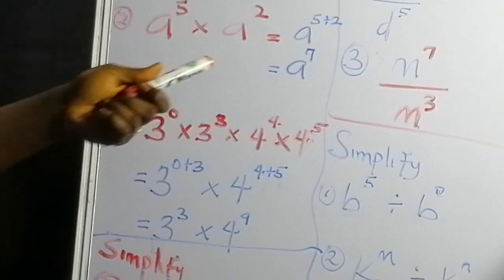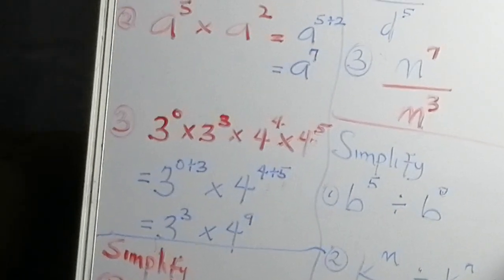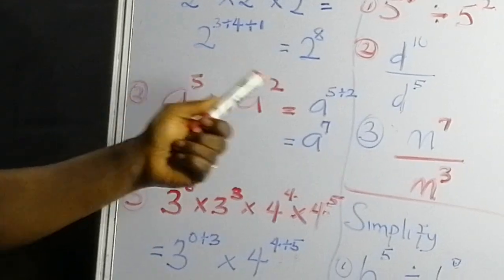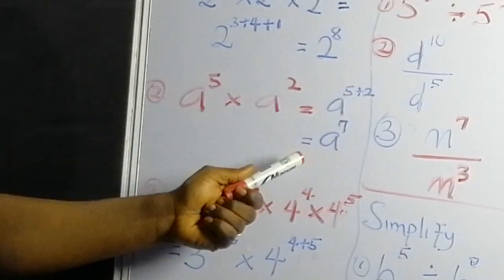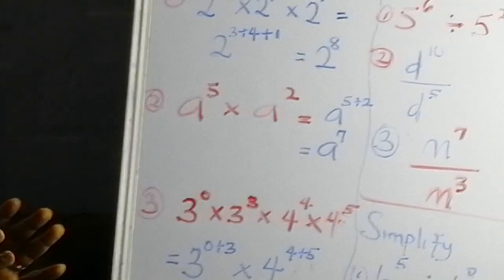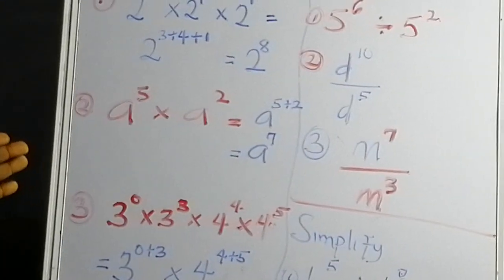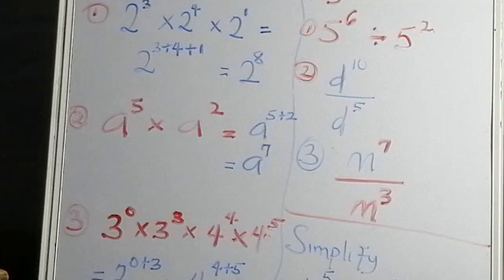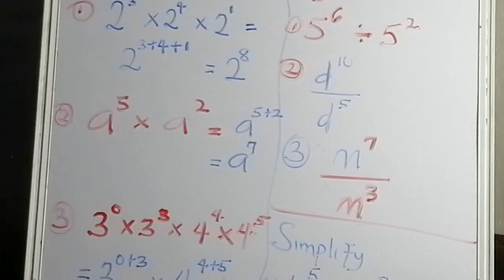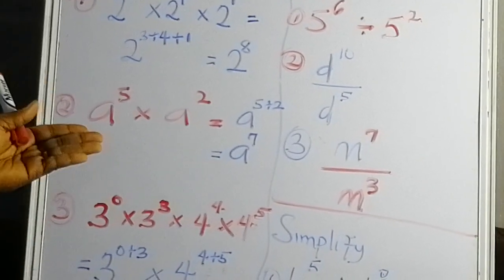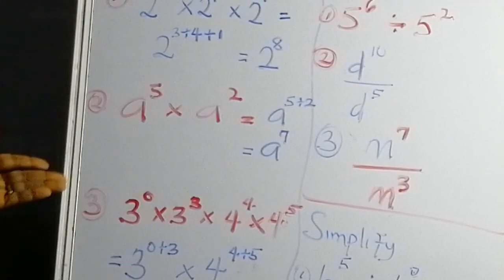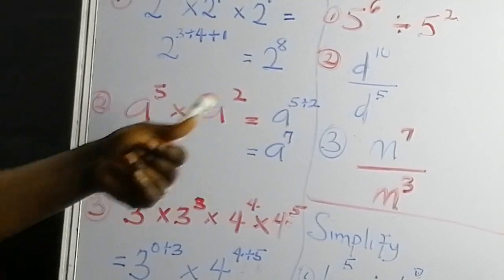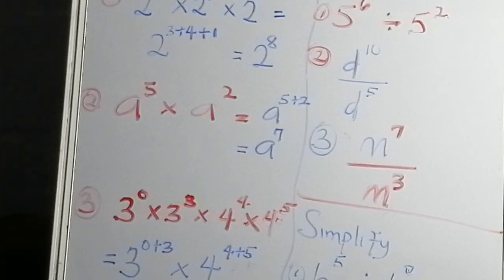Pick one base. What is the base here? The base here is a. Then you add the power. That is a raised to power 5 plus 2, which is a raised to power 7. It's as simple as that. As simple as this thing is, you can see it in the objective part. So immediately you see it, don't waste your time. They can just tell you to simplify a raised to power 5 times a raised to power 2. All you need to do is pick one base and add the power.